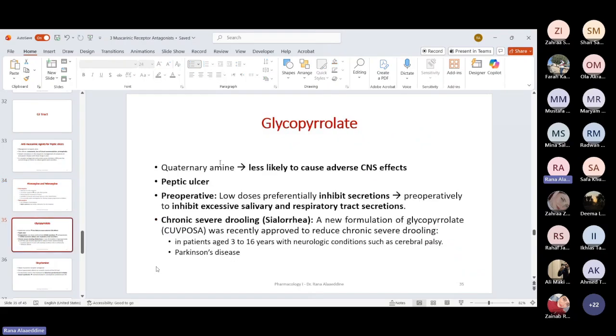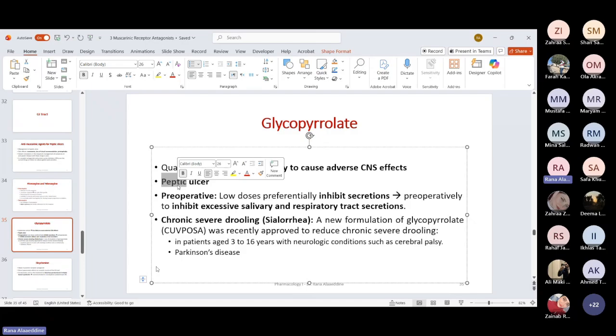Okay. Now, glycopyrrolate. Glycopyrrolate is a drug that has a quaternary amine. That means it does not go to the central nervous system. Okay. It is good for peptic ulcers, but it can be also used before surgeries. Guys, why do we use this drug before surgeries? What's the problem about surgeries and secretions?